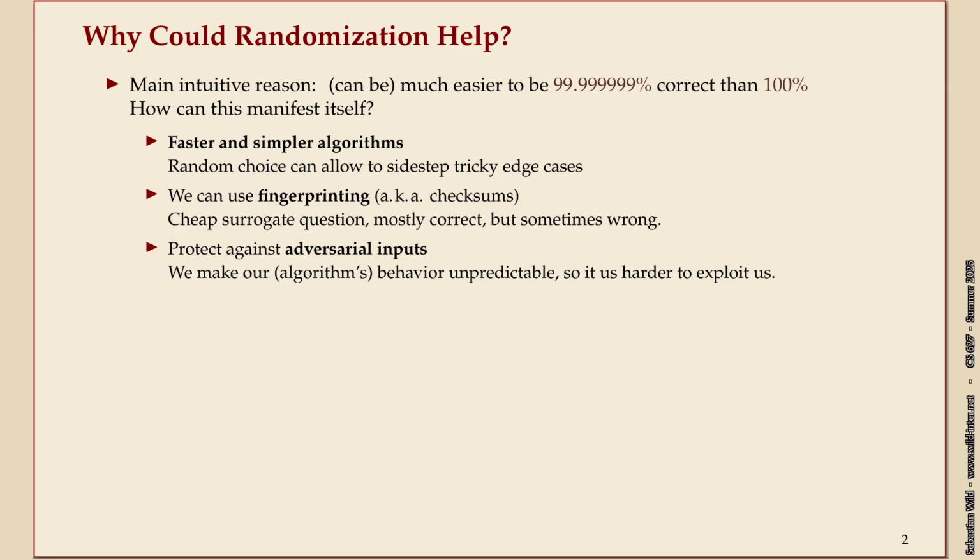Why could this possibly be useful, allowing something to fail? I mean, apart from making things worse, there are somewhat distinct reasons why this can make life easier for designing algorithms. And we'll see examples of each, but maybe it's useful to already distinguish them first. It often makes algorithms simpler.